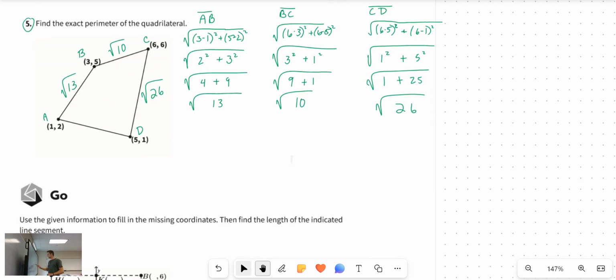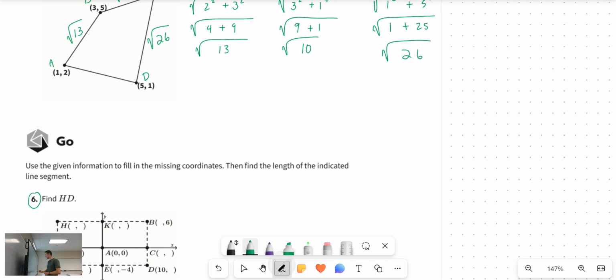And finally, we have to do A to D. Let's scroll down just a little bit. All right, A to D. Our last is the segment connecting A and D. So we start with the square root of, let's use D minus A. So let's do 5 minus 1 squared to start, plus 1 minus 2 squared as the second part. So that's our x's and then our y's.